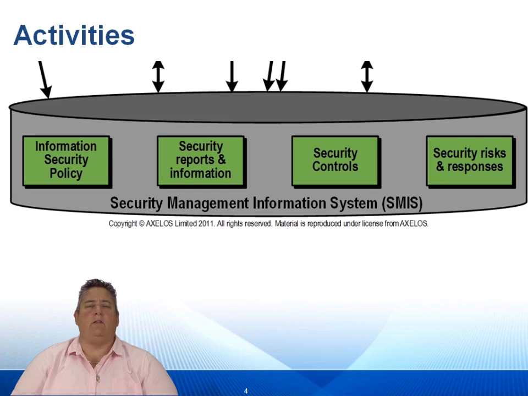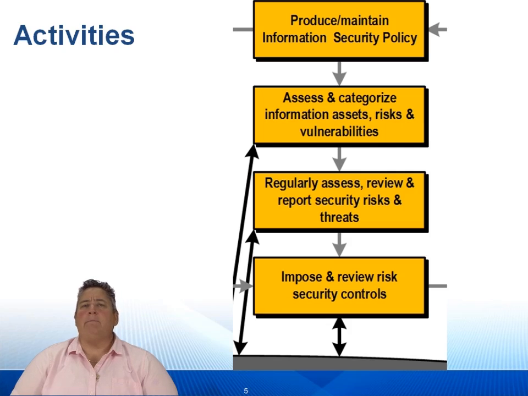We have the 2 sets of activities where data will flow in and out of this data store. So here's our first set of activities. Produce and maintain an information security policy. Not much more to say about that. We've discussed this policy, its various components, what it needs to refer back to and support that business security policy.